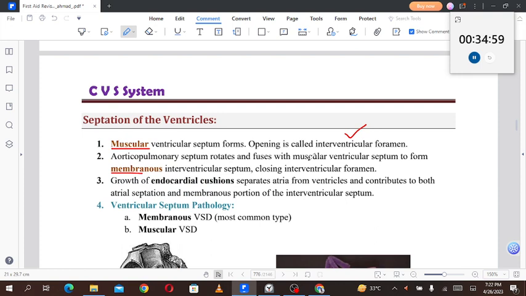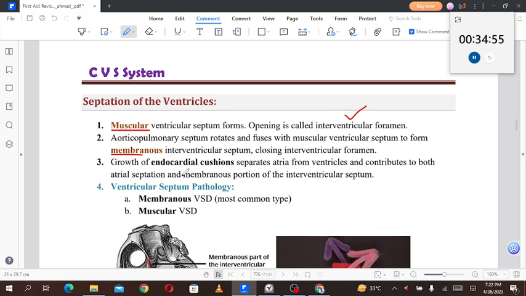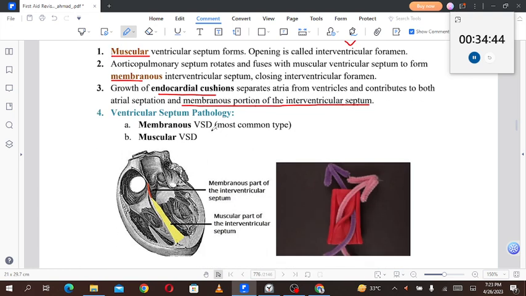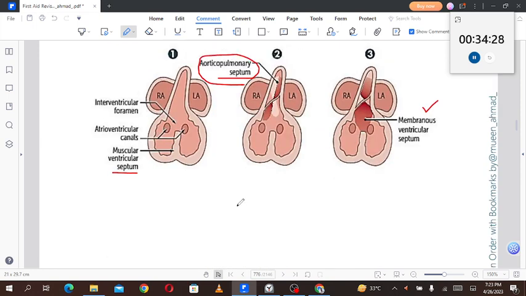The aorticopulmonary septum rotates and fuses with the muscular ventricular septum to form the membranous interventricular septum, closing the interventricular foramen. Growth of the endocardial cushion separates the atria from the ventricles and contributes to both the atrial septation and the membranous portion of the interventricular septum. Ventricular septum pathology: membranous VSD is the most common type, and muscular VSD can also occur. So if there is pathology with the membranous part of the interventricular septum, which is most common, this will cause membranous VSD, but muscular VSD can also occur if there is some defect in this place. Okay, so we have studied this one.